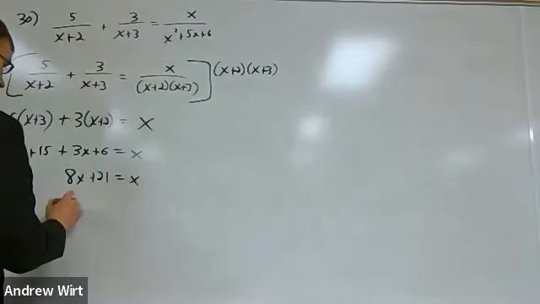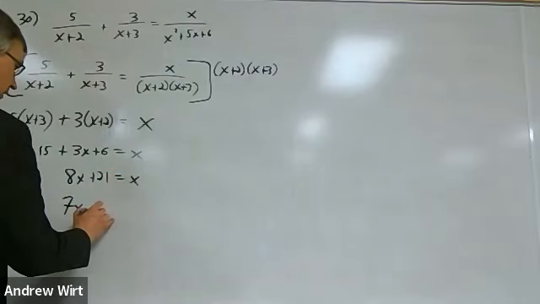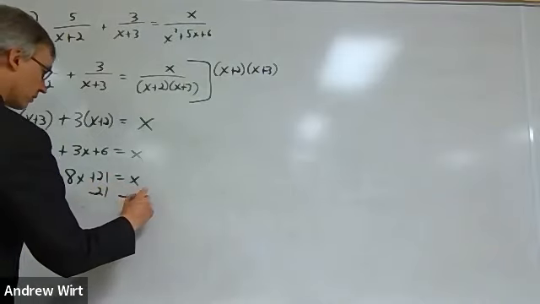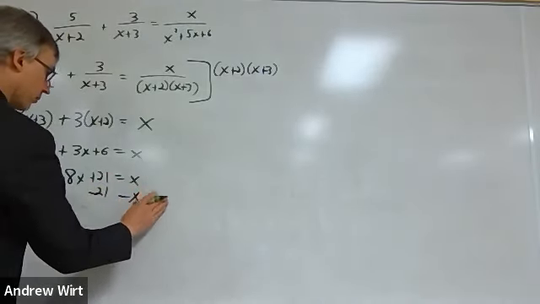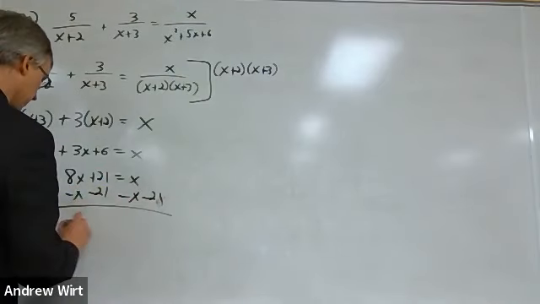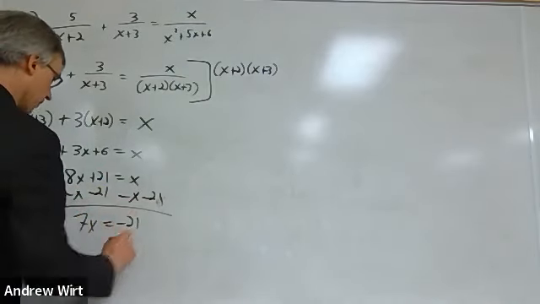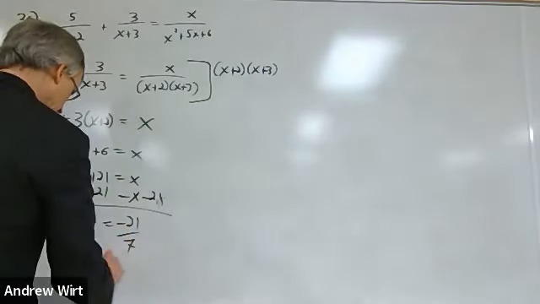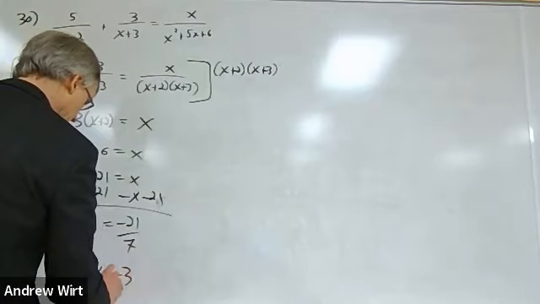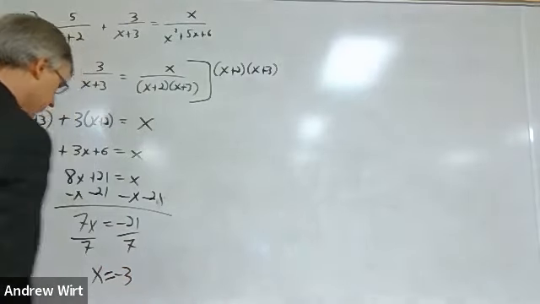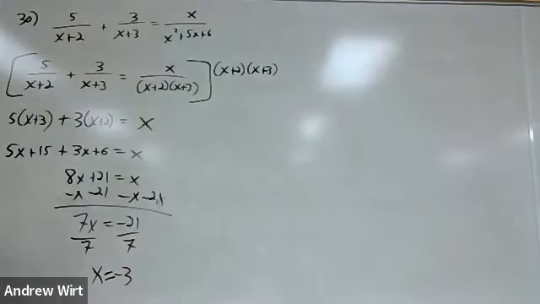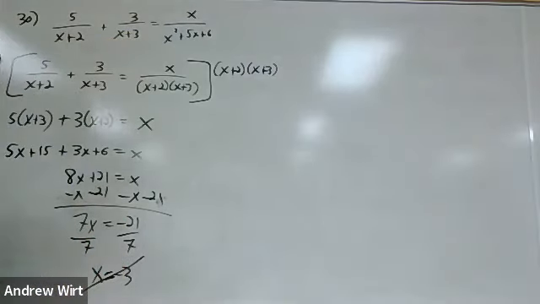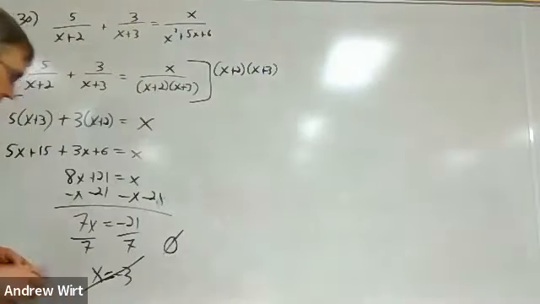I'm going to subtract x from each side and 21 from each side. Minus x minus 21. It's 21 minus x. So that gives us 7x equals -21. And divide by 7 on each side, and we get x equals -3. Now let's test out -3. I plug in -3 here, -3 plus 3 is 0. So that's not a solution. So there is no solution to that one.